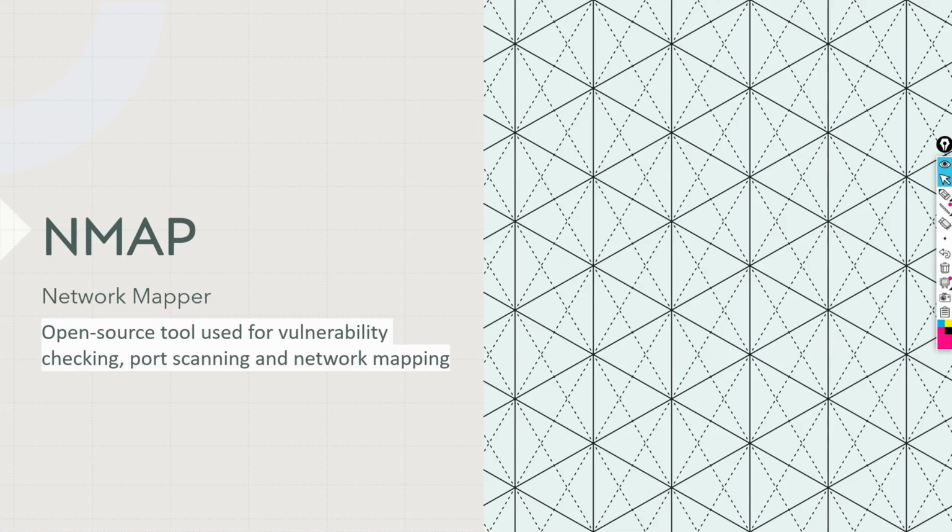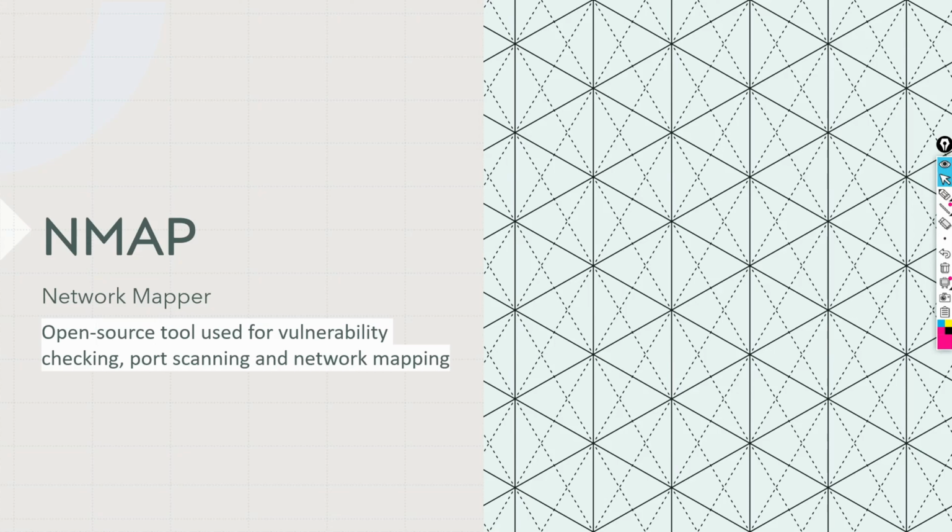Hello and welcome everyone to this very interesting session on Nmap. Nmap is a network mapper. It's an open source tool that we use for vulnerability checking and open port scanning. With this tool, you can get open ports, open services, their versions, and also learn about network mapping, architecture, and topology. It's a very interesting tool, and we will be discussing it in our session.